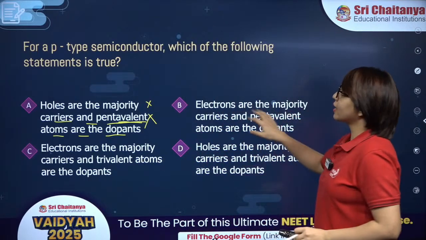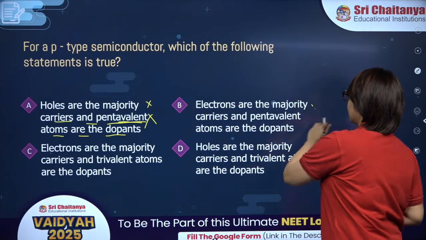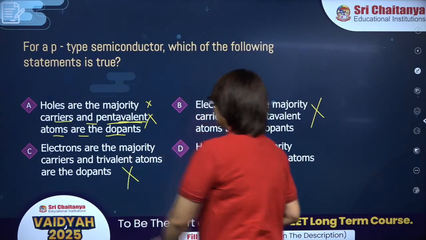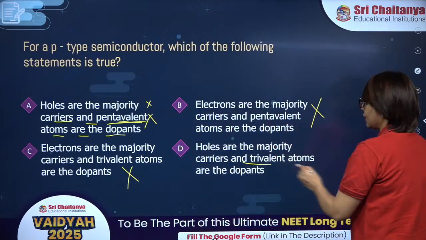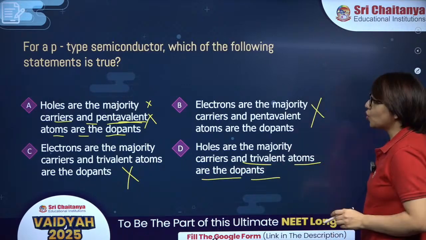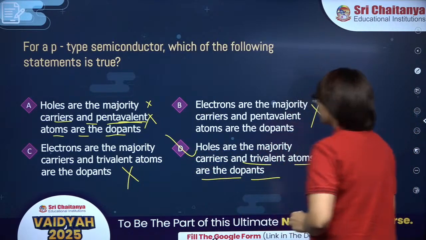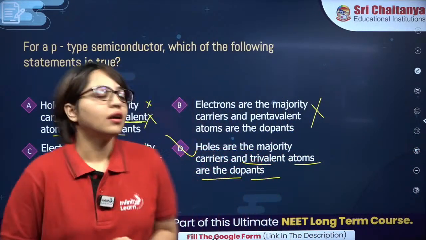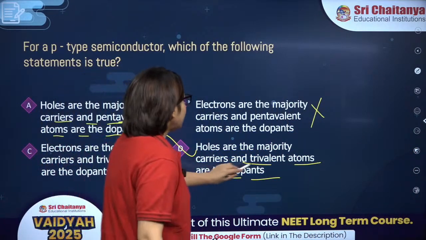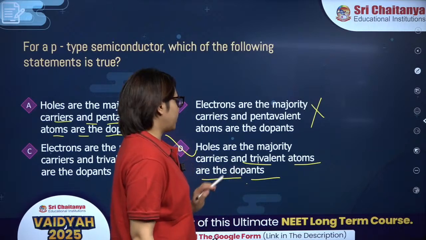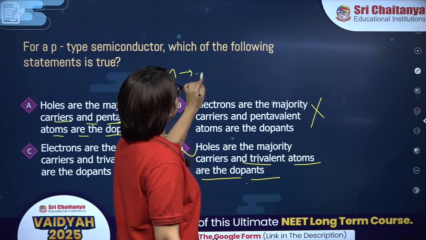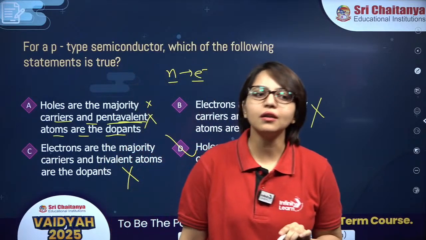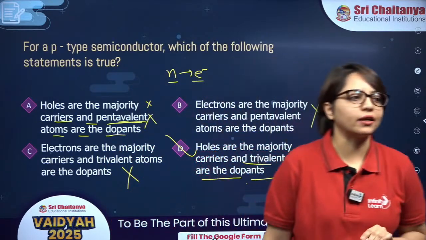Electrons are the majority carriers? No. For p-type, holes are. So this is incorrect. Electrons are majority, again wrong. Here, holes are the majority carriers and trivalent atoms are dopants. So this is the correct answer. For p-type, holes are majority charge carriers and trivalent atoms are dopants. For n-type, electrons are majority charge carriers and pentavalent atoms are used for doping. Well done guys, well done.